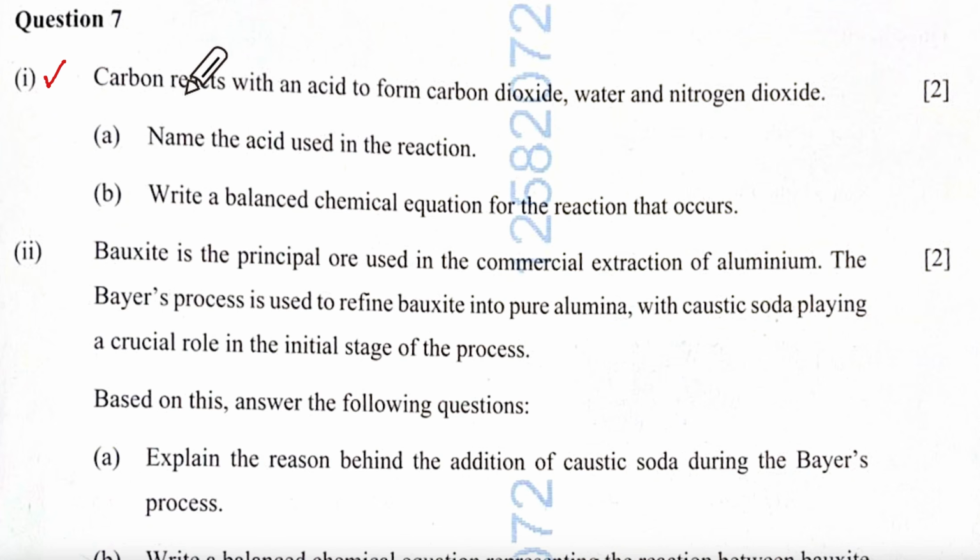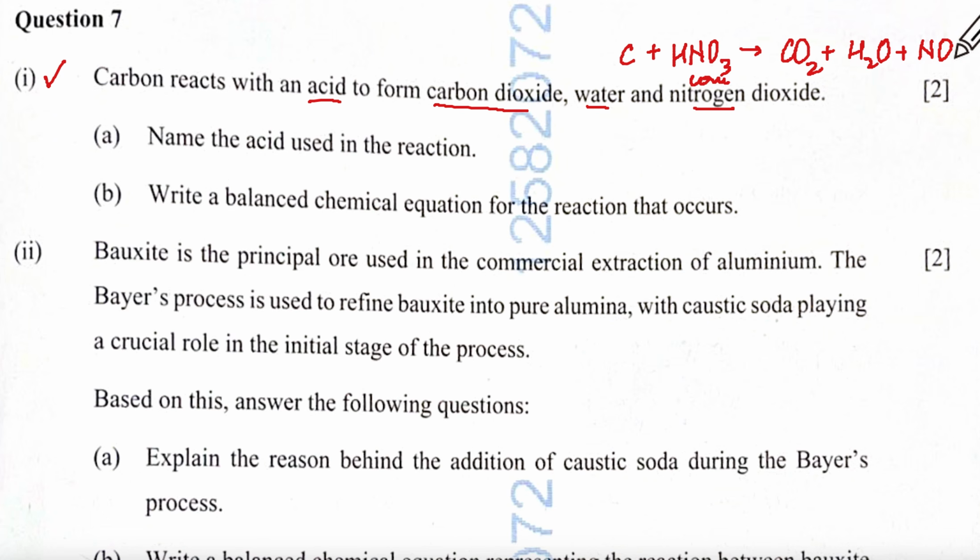Question number 1. Carbon reacts with an acid to form carbon dioxide along with nitrogen and water. So definitely carbon has been reacted with conc. HNO3, and that is going to give me CO2 plus, for HNO3, we will get this. Name the acid used in the reaction. It will be concentrated and spell it out. Don't write the formula. Okay, nitric acid. You must mention concentrated or dilute. If you don't write, you will lose that mark.